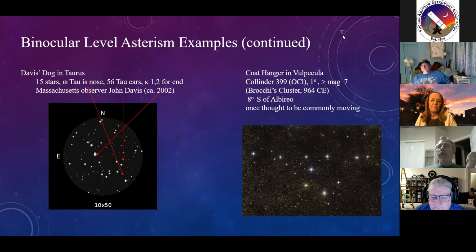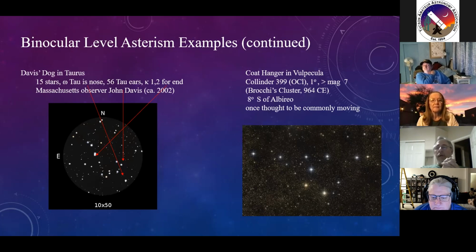And probably one of the oldest and most recognized binocular level asterisms is the Coathanger in Vulpecula. This has a little bit of history. This is in the Collinder catalog. It is the 399th cluster identified by Mr. Collinder out of, I think it's 471 that he specified. And going back, it was also identified and called Brocchi's Cluster. And this dates back to just at the end of the first millennium. So this one has a little bit of history associated with it.